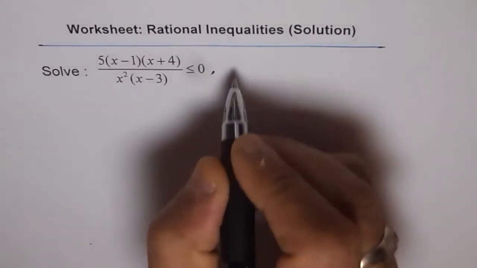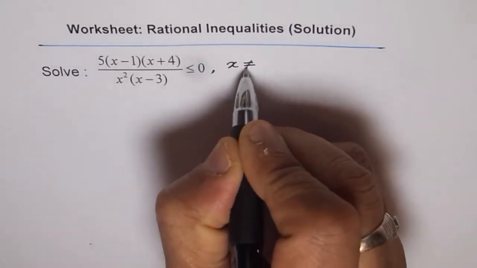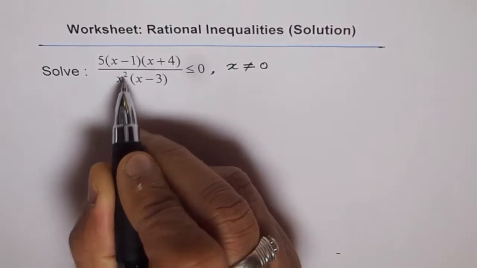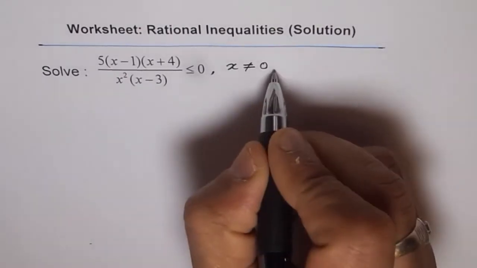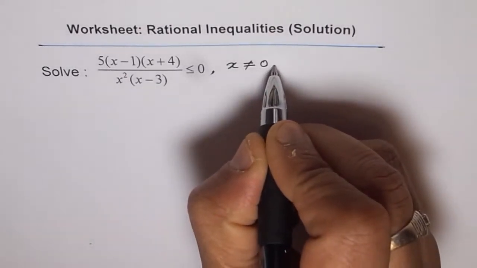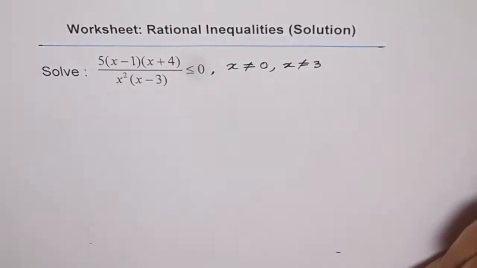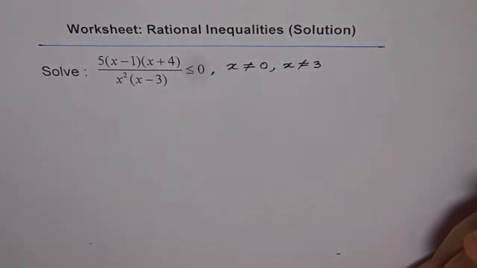So the restriction here is that x is not equal to 0, because that will make it 1 over something over 0, which is undefined, and x is not equal to plus or minus 3, right? So these are the two restrictions which should not appear in your solution set, correct?